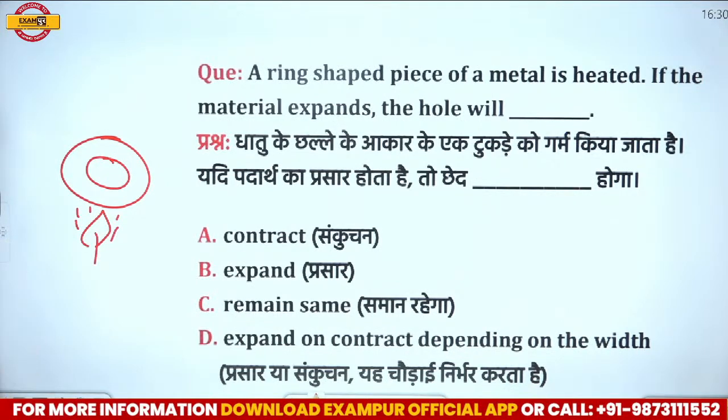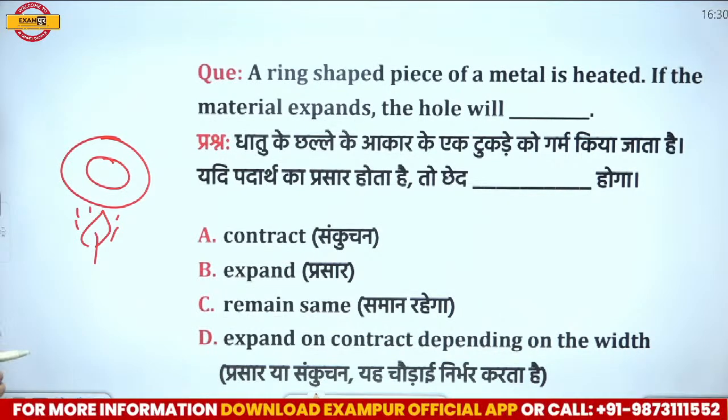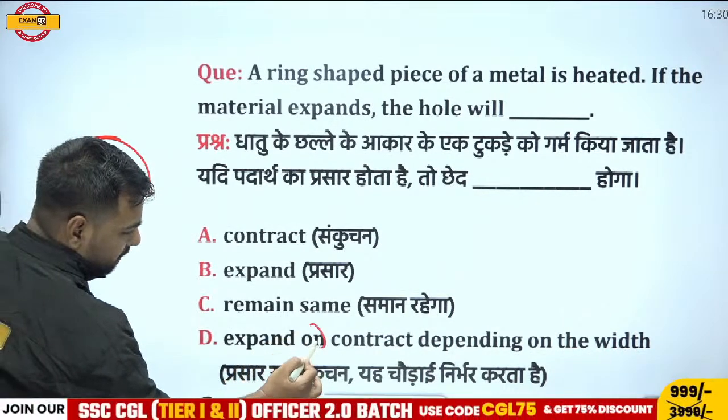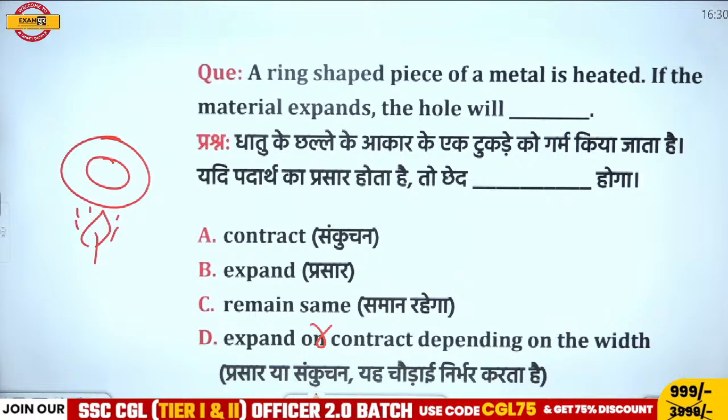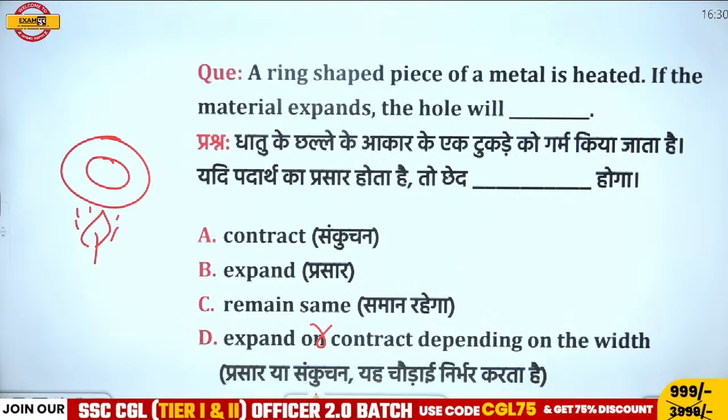So, the question is, a ring-shaped piece of metal is heated. If the metal expands, what will be the change in the hole? Will it contract? Will it expand? Will it remain the same? Or will it expand or contract depending upon the width? So, what will be the correct answer? And yes, everyone who's there in the session, everyone is required to please answer this. Waiting for the answer, please.